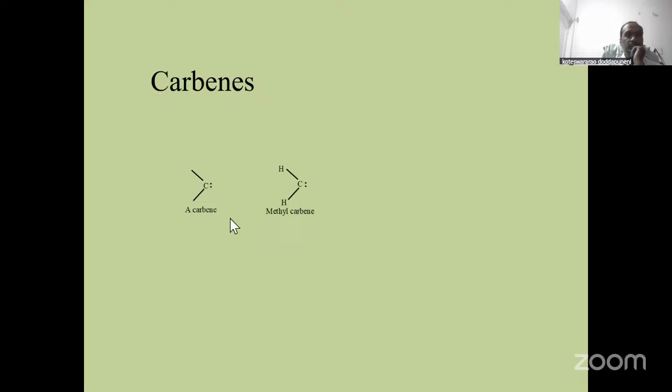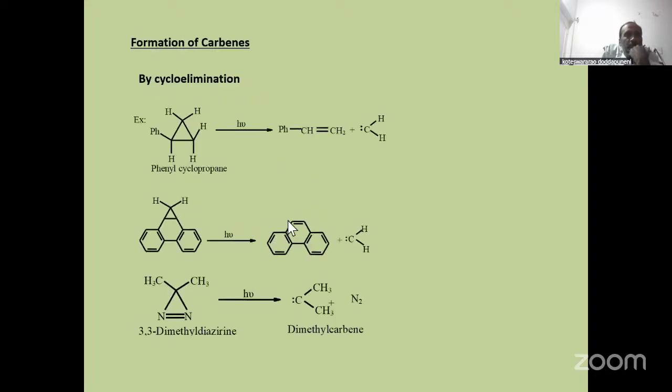This carbene structure is like that. The carbon, which is shown like a divalent, is attached with two sigma bonds, a pair of electrons, and one vacant orbital. This is a general methylene carbene structure. Then, formation of carbenes: how is the carbene generated?